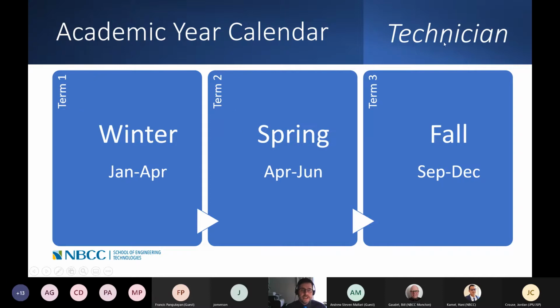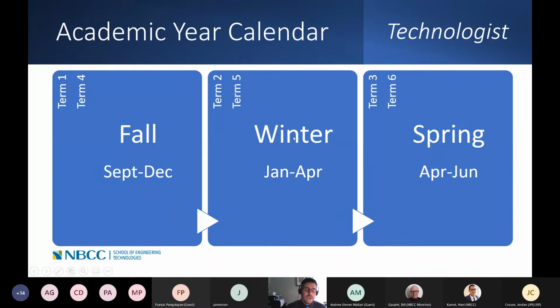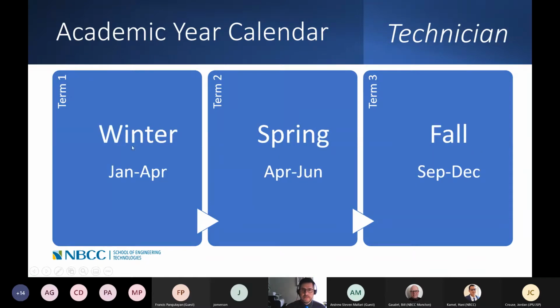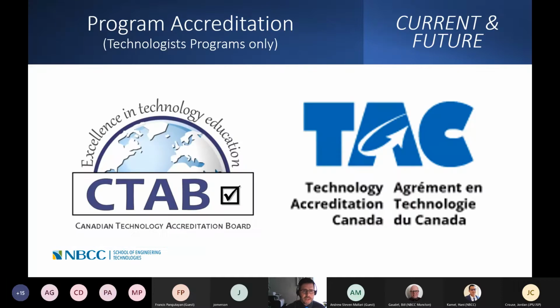When you're looking at the technician program, what's different is the starting time for that program. So it's actually a January start program, and there's 3 terms in that program. So the winter term, the spring term, and then the fall term is actually the final term of that civil technician program. So the sequence is a little bit different for the technician level program, and only 3 terms of study as opposed to 6 for the technology level programs.